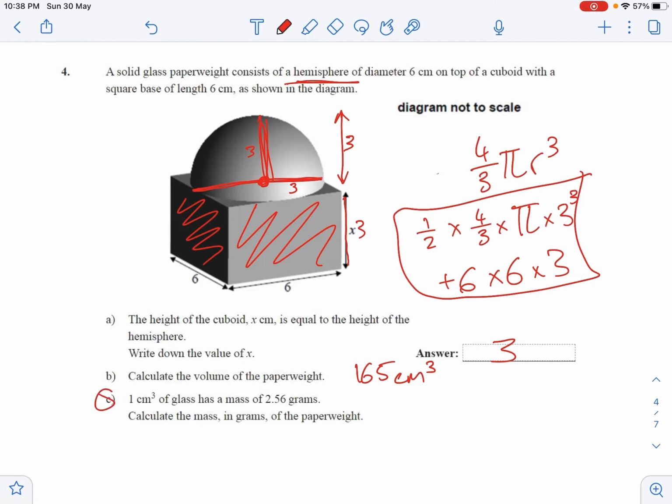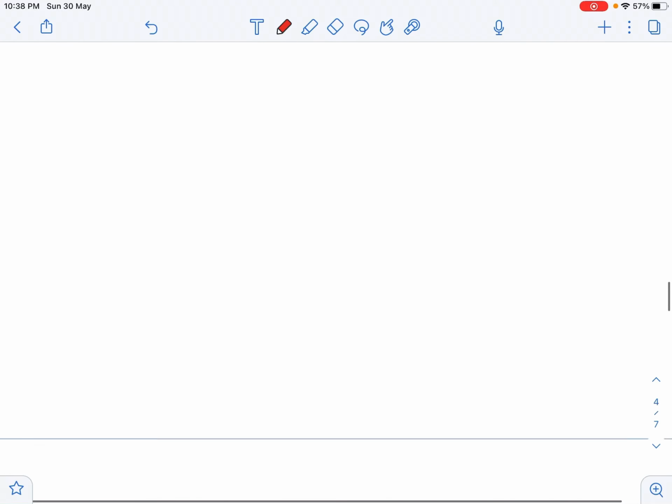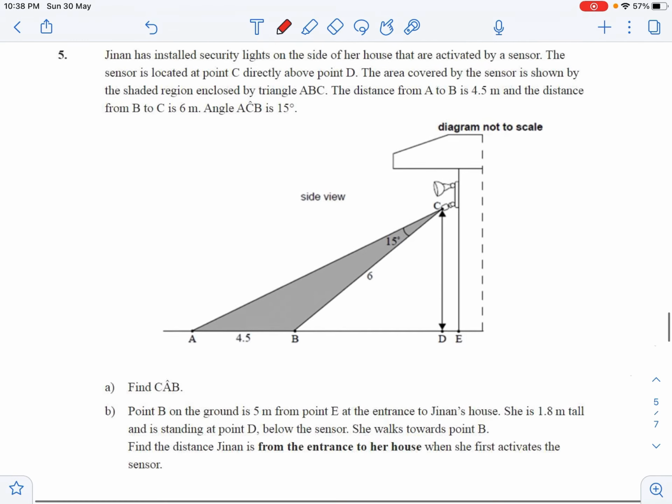Then the last bit, a nice bonus for 2 marks. 1 centimetre cubed is 2.56 grams. All you had to do here was times your answer by 2.56. And I can't remember what the answer was there, but I think it was 421 grams. I might be wrong. But that was a nice easy bonus 2 marks if you'd done all the hard work for the first bit. Let's have a look at question 5.